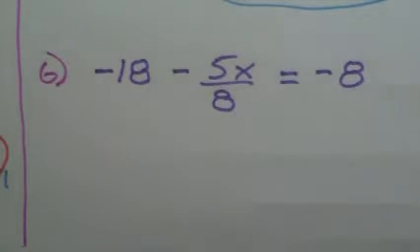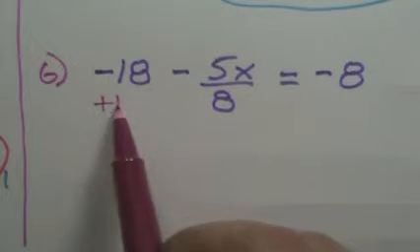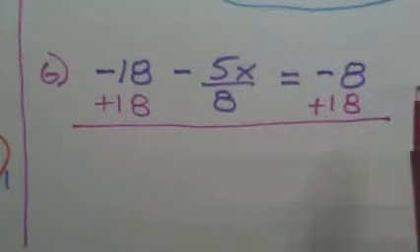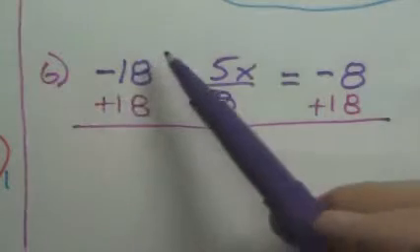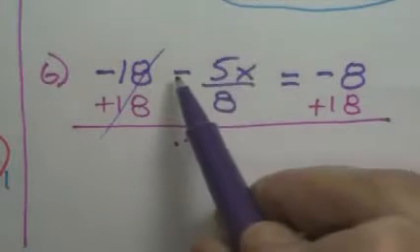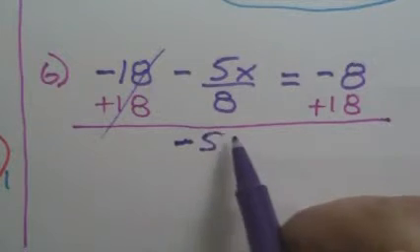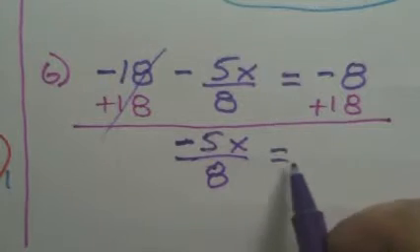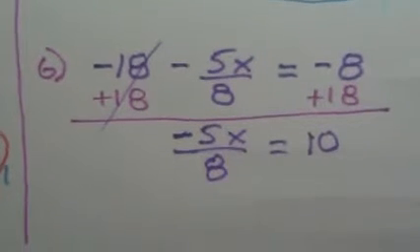Okay, I want to get rid of the constant. The constant is negative 18. So I add 18 to both sides. And that's gone. That's 0. Now, I have minus 5x over 8, or you could say negative 5x over 8. I'll just put the negative up on top. And then 18 minus 8, that's 10.